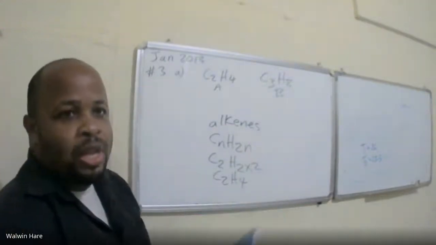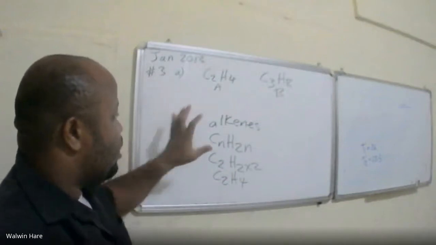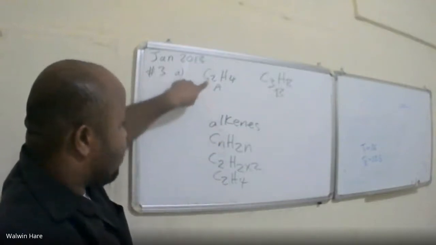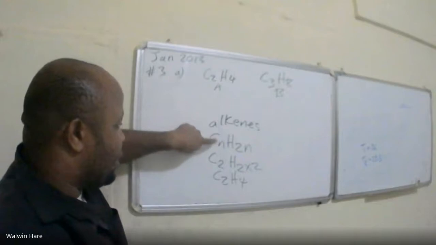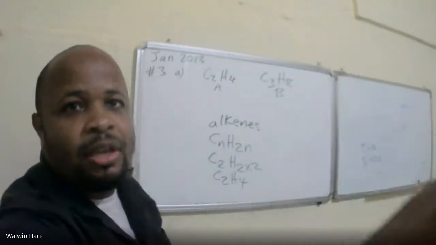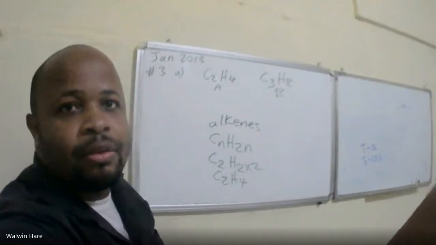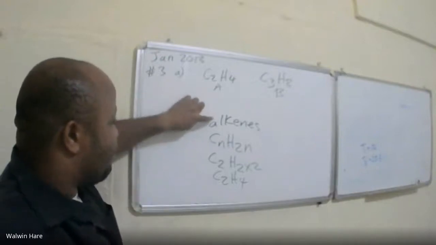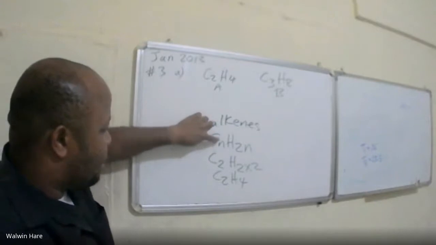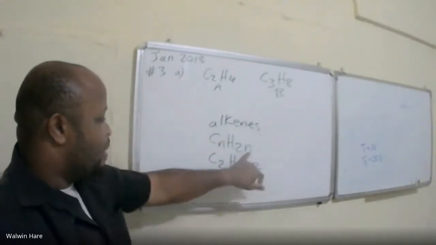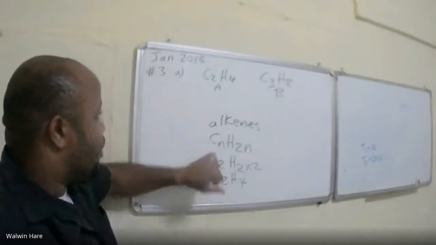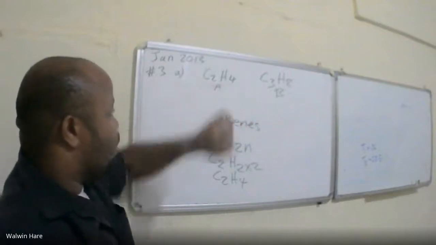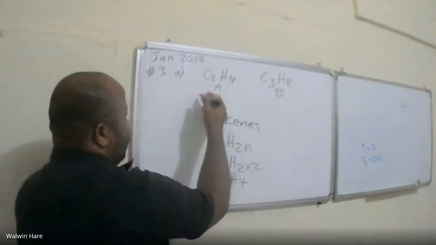So when you are given a molecular formula for a hydrocarbon and you want to find out if it's an alkene or alkane, you look at the molecular formula and see if it matches the general formula for either the alkene or the alkane. The general formula for the alkene is CnH2n. That means the amount of hydrogen must be twice the amount of carbons. If you look at compound A, the amount of hydrogen is twice the amount of carbon. So we know that compound A is an alkene.